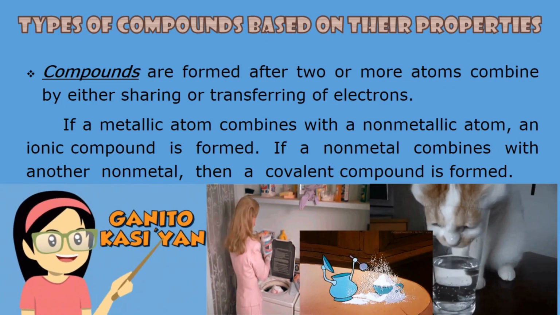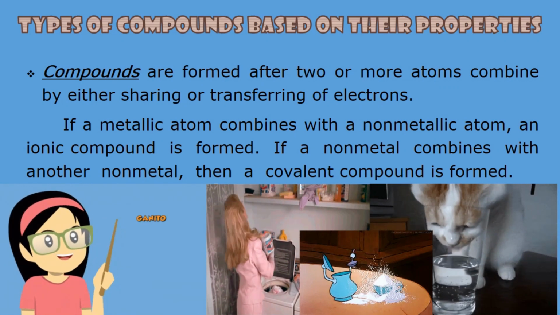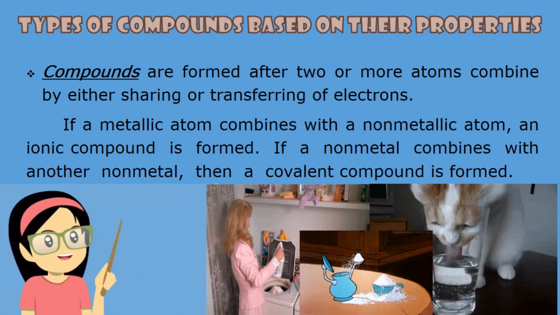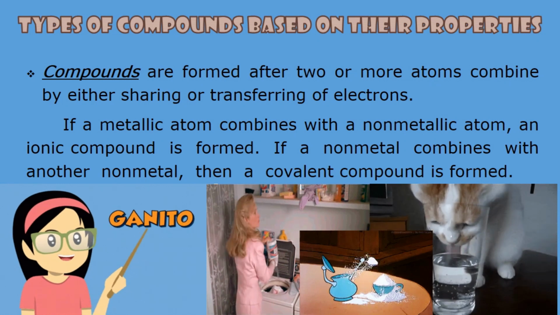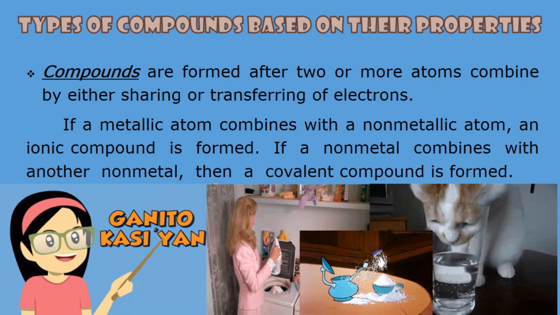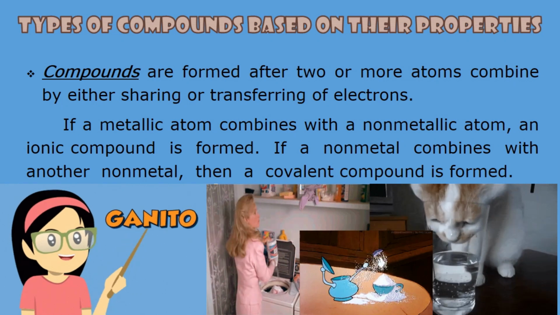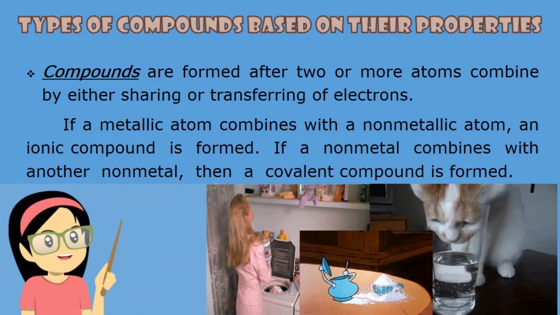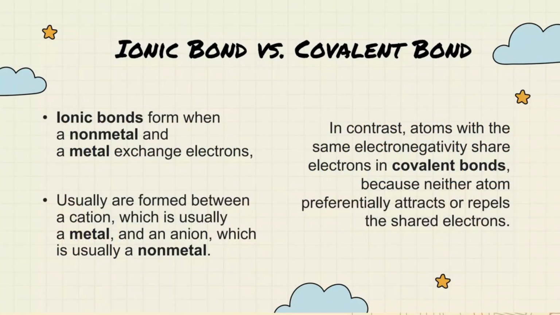So, compound sa Bisaya pa, kay magtapok-tapok ang atoms. Ma-form siya kung naay duha or daghan na atoms ang mag-combine, either mag-share sila og electrons sa ilang orbitals or naay mag-transfer na electrons. And there are two types of compounds: the ionic compound and the covalent compound. Kas unsay kalahian sa ionic compound and covalent compound?